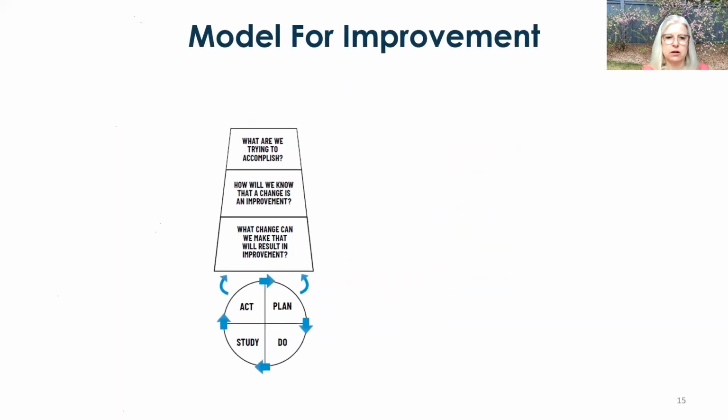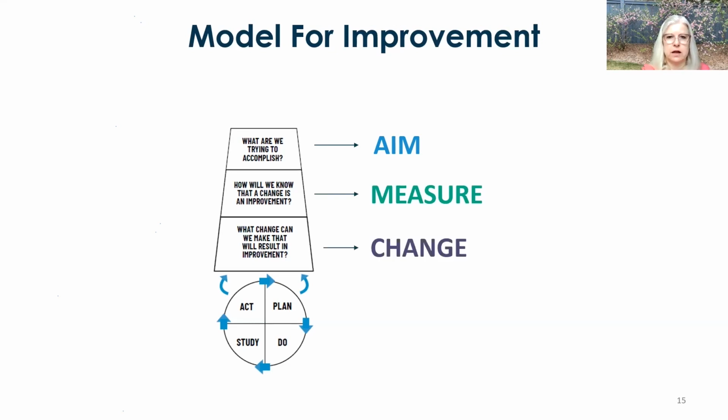Okay, so the model for improvement. What are we trying to accomplish? How will we know that a change is an improvement? What change can we make that will result in an improvement? And then we can do our PDSA cycle, which stands for plan, do, study, and act.